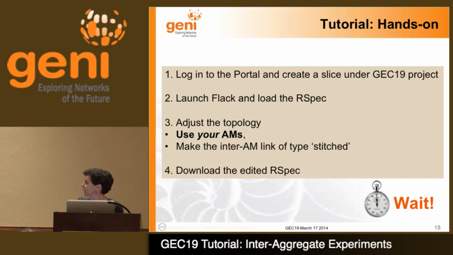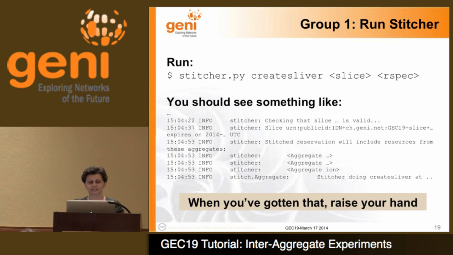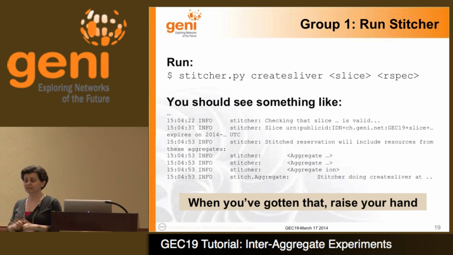Okay, now we've executed all 4 of these steps, and we're at the point where we have the RSpec that we're going to use. Now, this is where the coordinated phase begins. The people that are in group 1 should be able to execute this particular command. We're going to run stitcher, create a sliver. You can use the same slice name that you created in the GUI, and that's on your worksheet, and specify the path to where you saved your RSpec. So please, only the people in group 1 can issue this command.